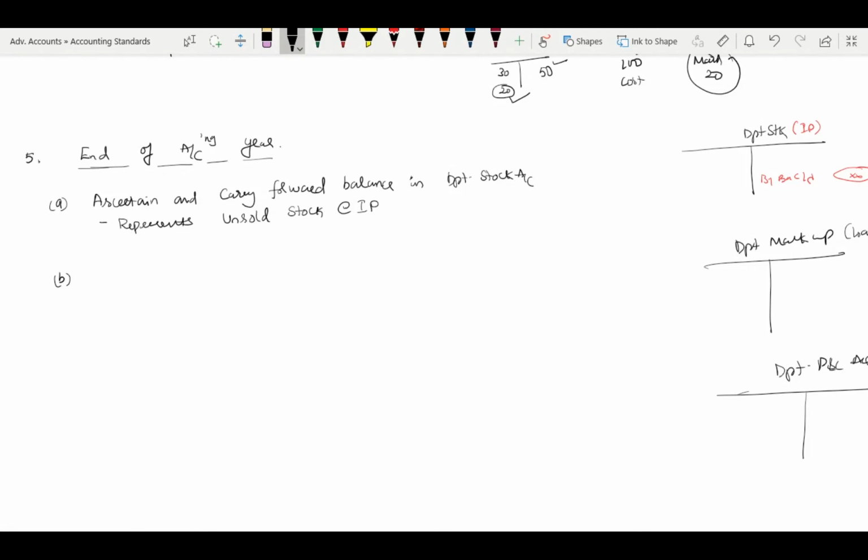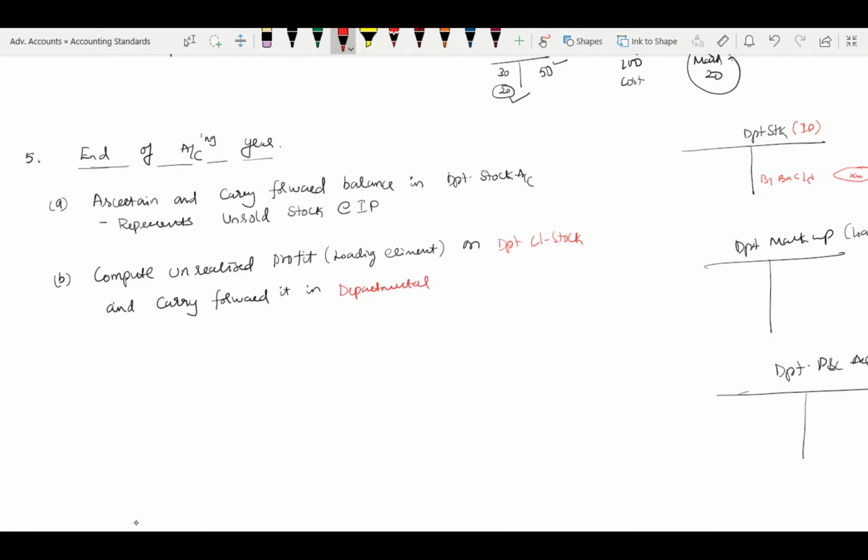Next, event B. Compute unrealized profit, that is the loading element, on departmental closing stock, and carry it forward in the departmental markup account.